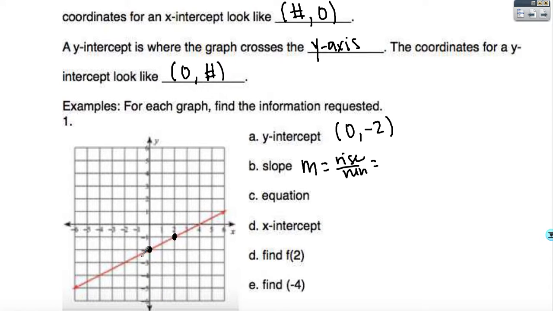So if I want to find my slope, I would say, okay, I have to go up 1 place, and I go over 2 places. So my rise is +1, and my run is +2.